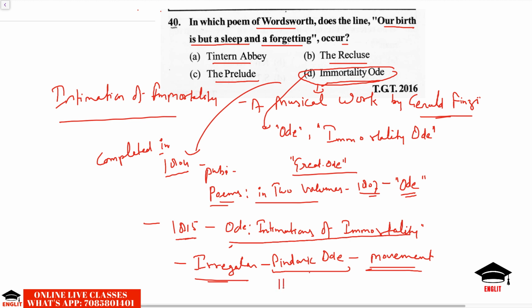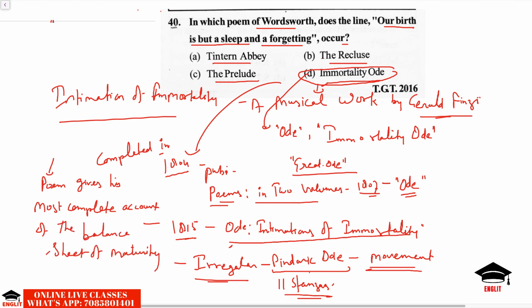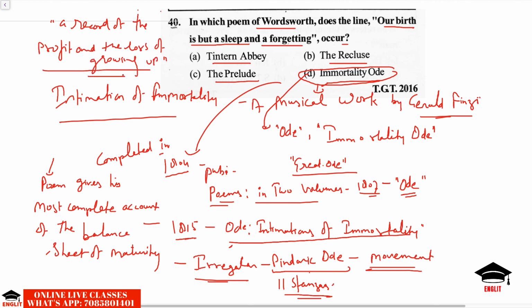It is in 11 stanzas. Why are they irregular? Because they don't follow the same number of lines. So the poem gives his most complete account of the balance sheet of maturity. It is simply a record of the profit and the loss of growing up. So this line can be given as a question, and you can be asked which poem is referred to in this statement.